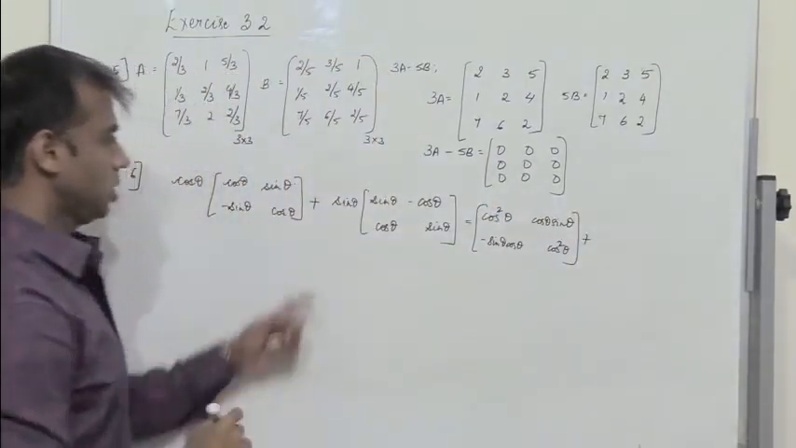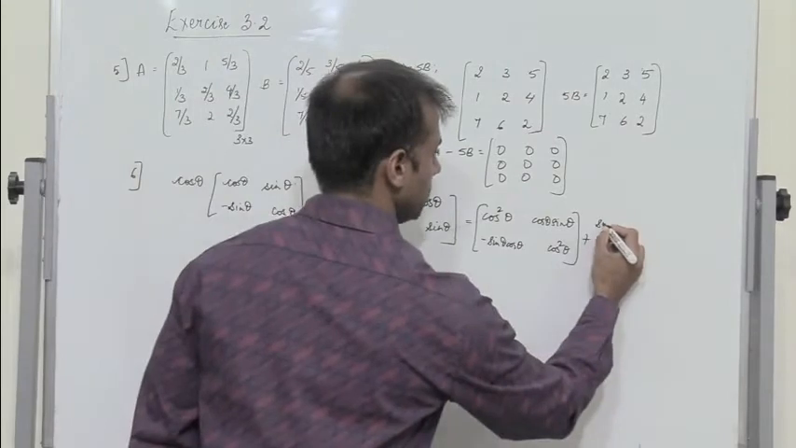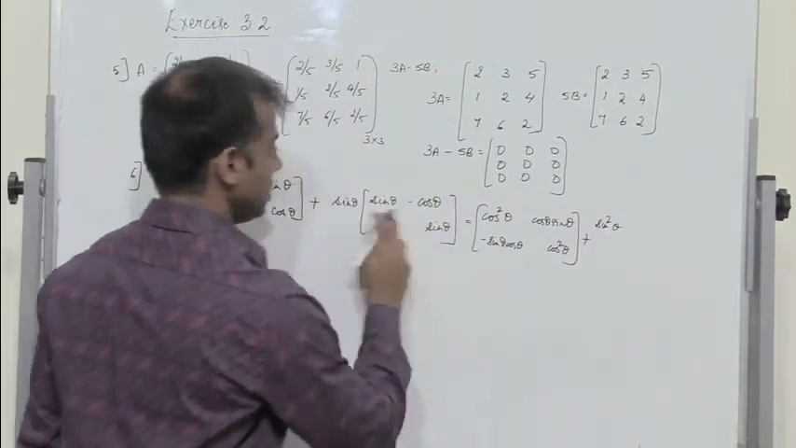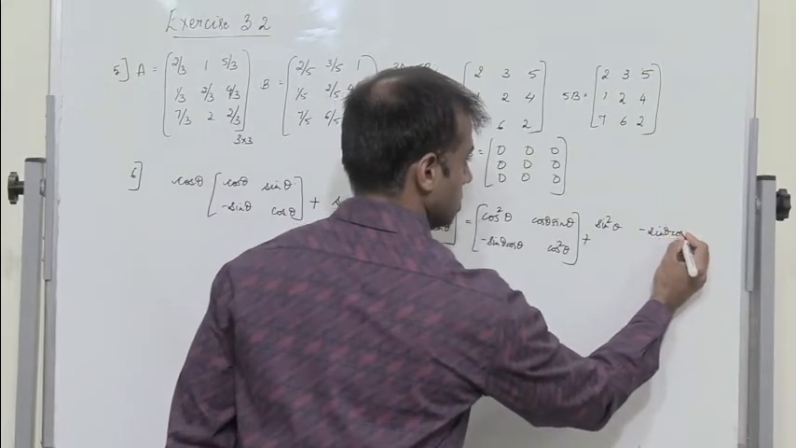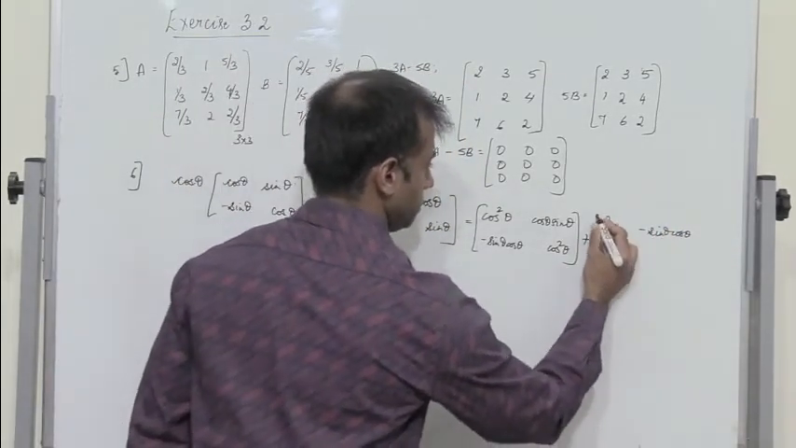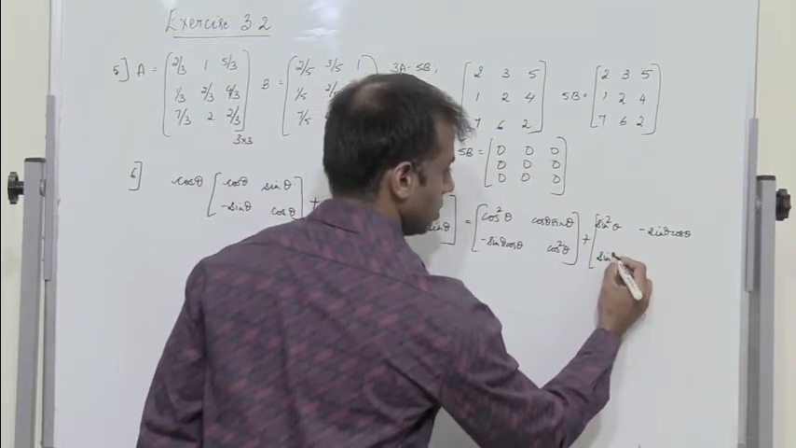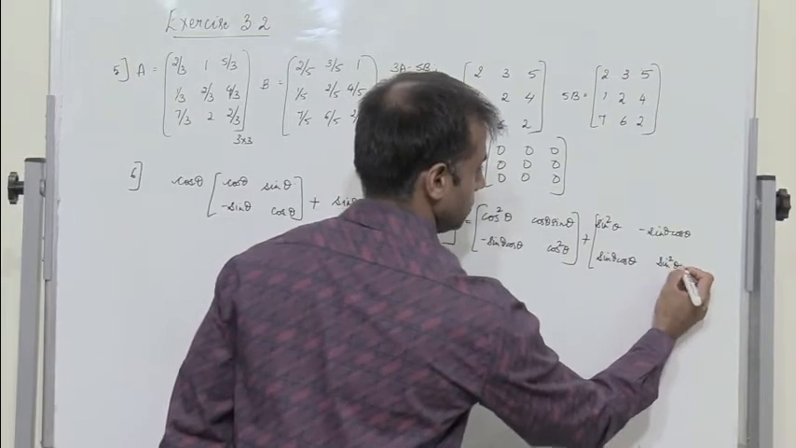Plus, here I am multiplying all the elements with sin theta. So I get sin square theta. Then sin theta into minus cos theta, that is minus sin theta cos theta. Then plus sin theta cos theta, and then I have sin square theta.